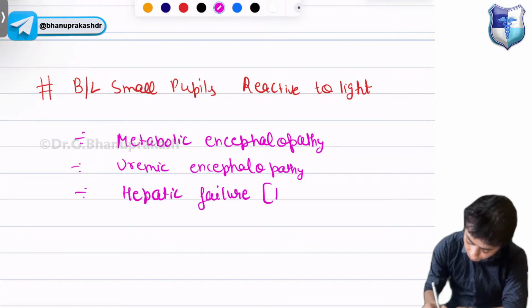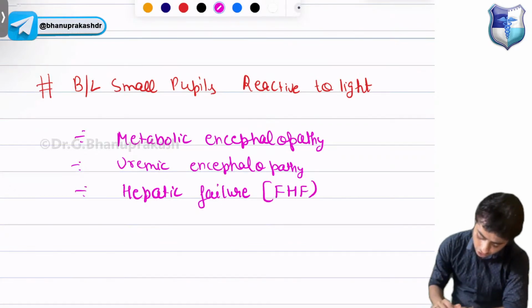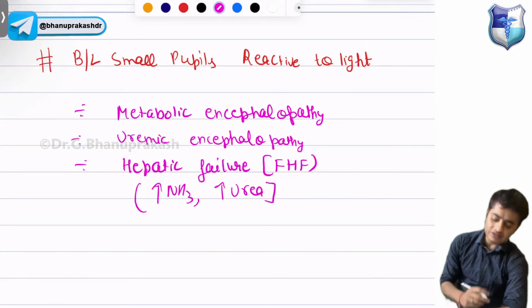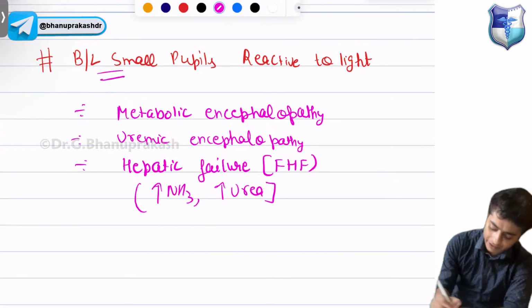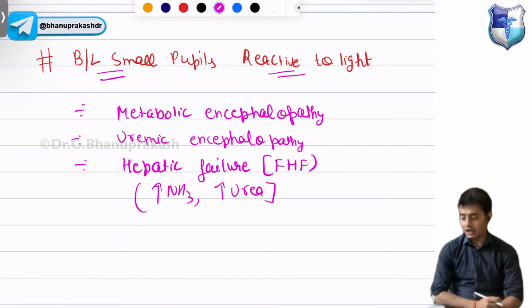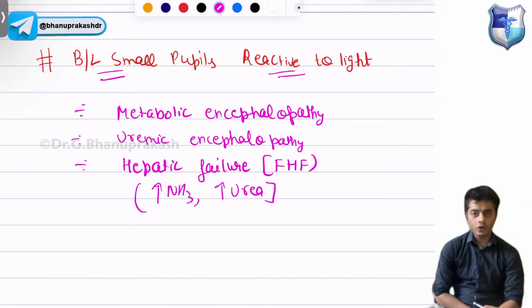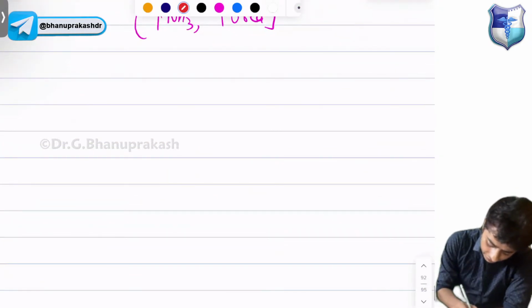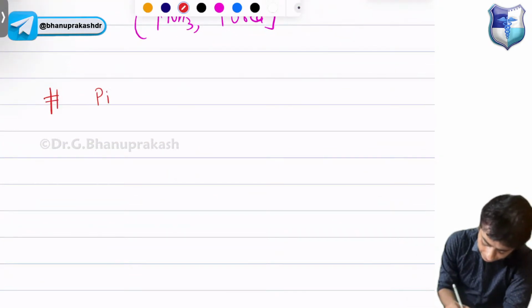So in hepatic failure, there is fulminant hepatic failure. In these conditions there is an increase in ammonia and an increase in urea. So in all these conditions, you can find bilateral small pupils which are reactive to light. Okay, other condition. Next comes pinpoint pupil.